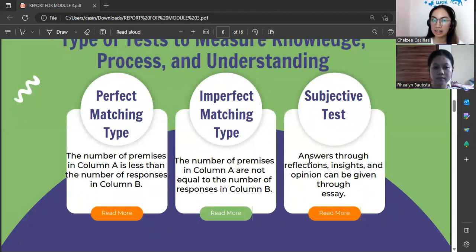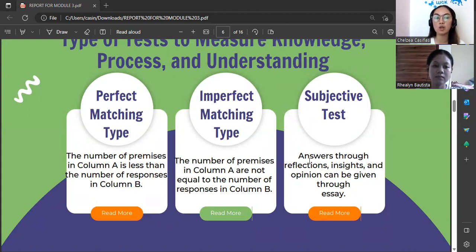The perfect matching type, the number of premises in column A is less than the number of responses in column B. Ibig sabihin, sa perfect matching type, equally distributed yung premises at yung responses. So, meron silang tigigisang sagot. So, isa lang yung magiging sagot doon. However, kabaligtaran naman siya sa imperfect matching type na maaaring magkaroon ng higit sa isang sagot.